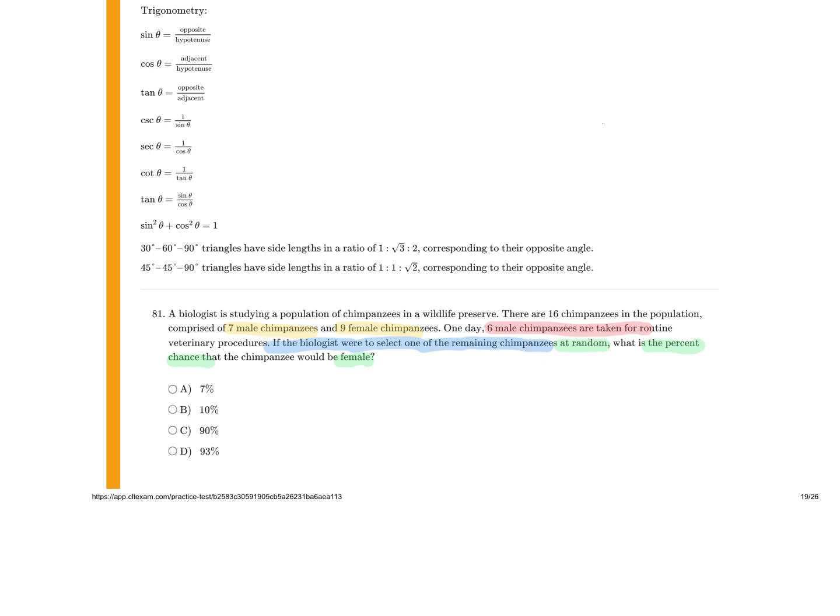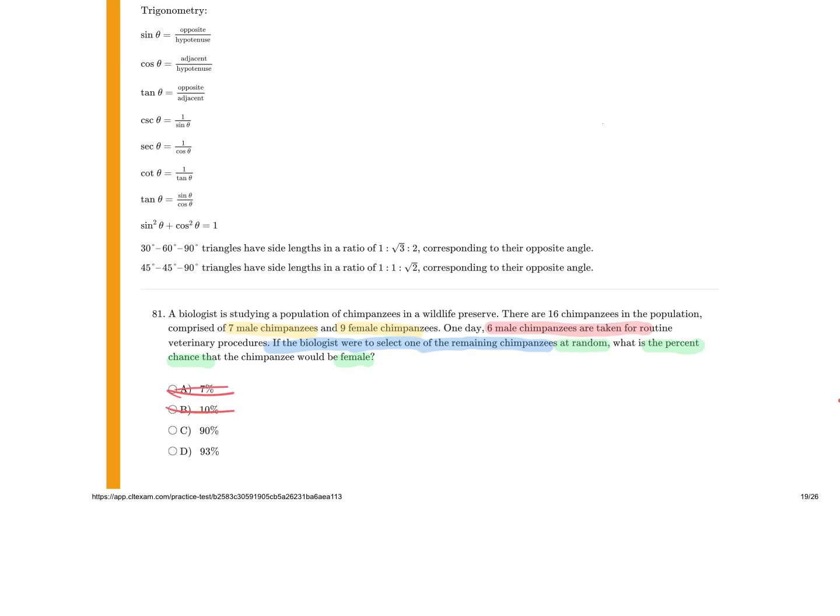So now, off the bat, we can see there's more female chimpanzees than male chimpanzees. And then on top of that, 6 of the male chimpanzees are removed from the pack. So the chances of selecting a female chimpanzee are greater simply because there are more female chimpanzees. So just based off of that logic, we can eliminate 7% and 10% because those are low percentages and there's more females than males.